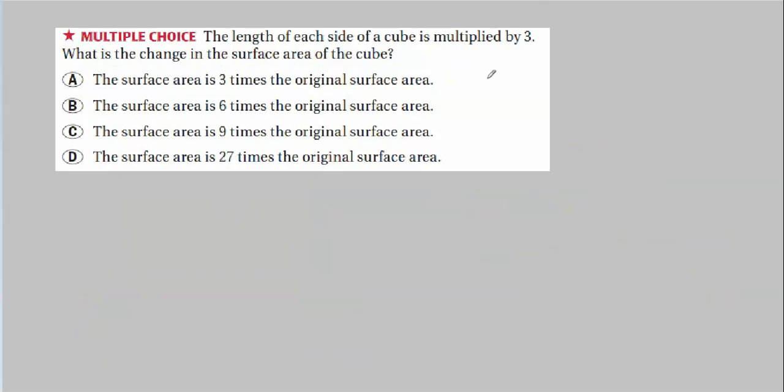Now, here's something that looks like it's going to use scale factors. Each side of a cube is multiplied by 3. What is the change in the surface area of the cube? A quick guess would be 9, wouldn't it? We have a linear scale factor, so the areas will be scaled up or down according to the square of this. Let's double check it. Let's take a look at the net of a cube.